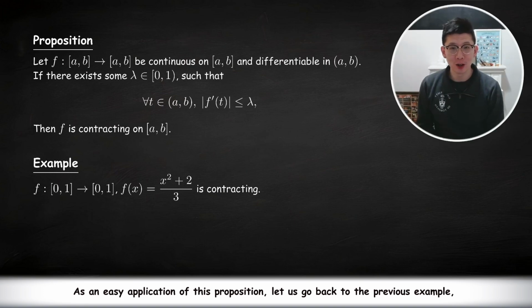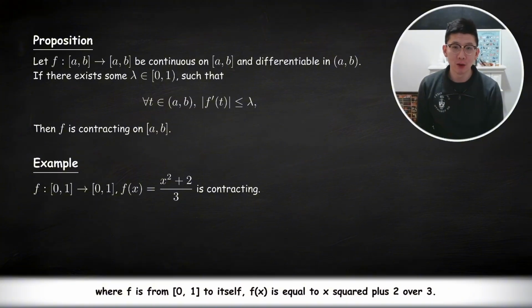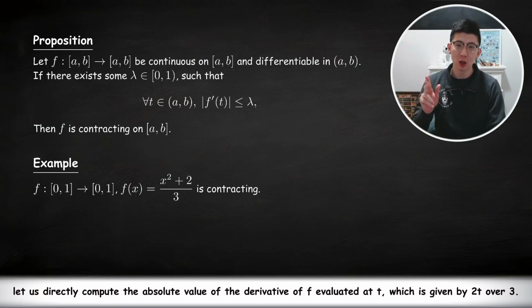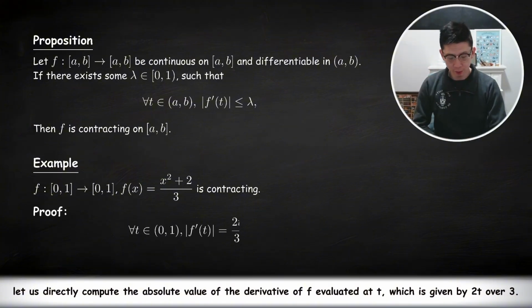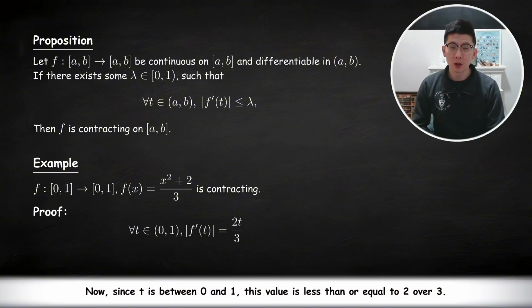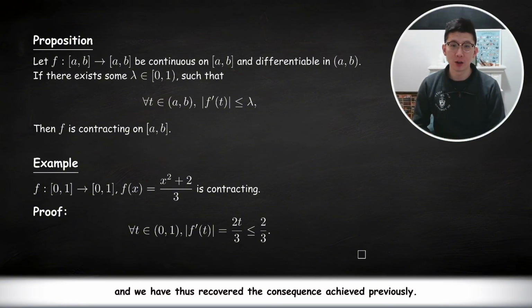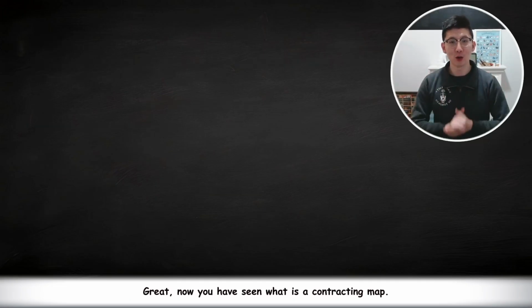As an easy application of this proposition, let us go back to the previous example, where f is from [0, 1] to itself, f(x) equal to (x squared plus 2) over 3. Now, instead of performing algebraic manipulation, let us directly compute the absolute value of the derivative of f evaluated at t, which is given by 2t over 3. Since t is between 0 and 1, this value is less than or equal to 2 over 3. That means we can take 2 over 3 as our contracting factor, and we have thus recovered the consequence achieved previously.